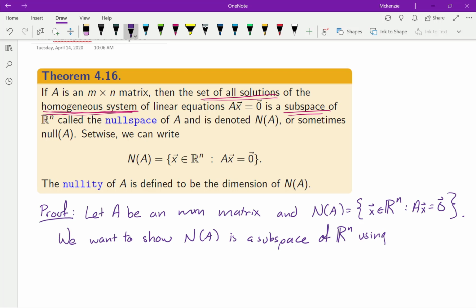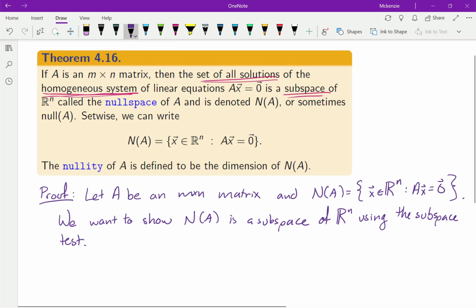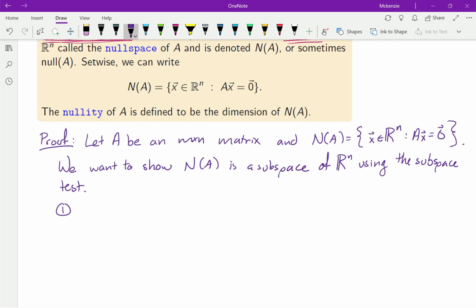using this subspace test. So now we have to go back to 4.3 and remember how that works. So first off, we want to show that this is non-empty. So think for a moment, is there one thing that you can guarantee for certain is a solution to Ax equals 0? All right, so let's notice that A times the 0 vector is the 0 vector. So the 0 vector is in N(A), and N(A) is non-empty.